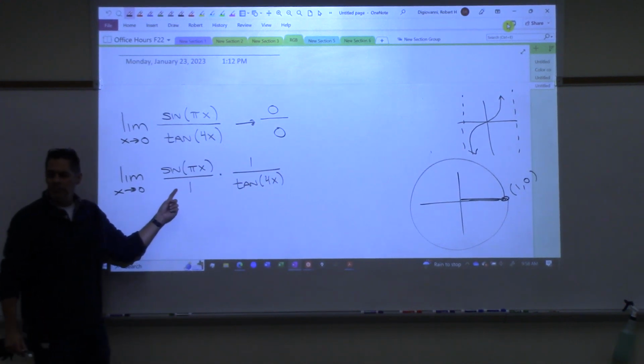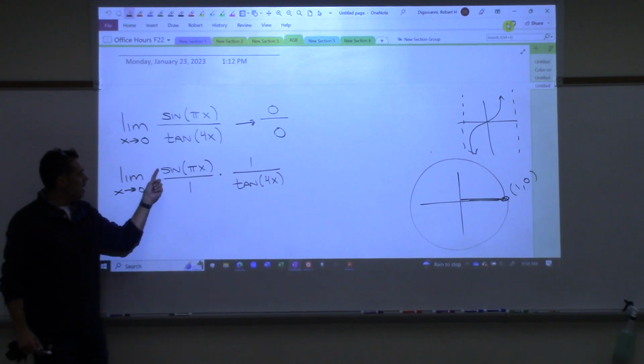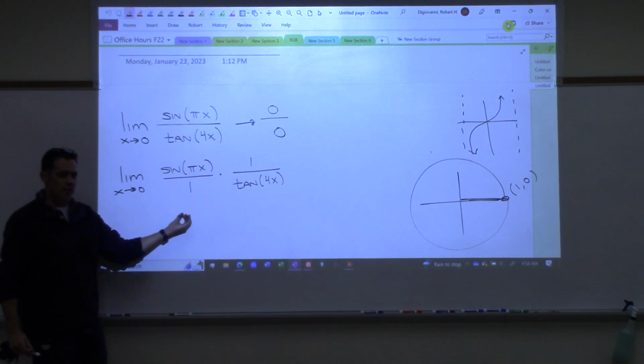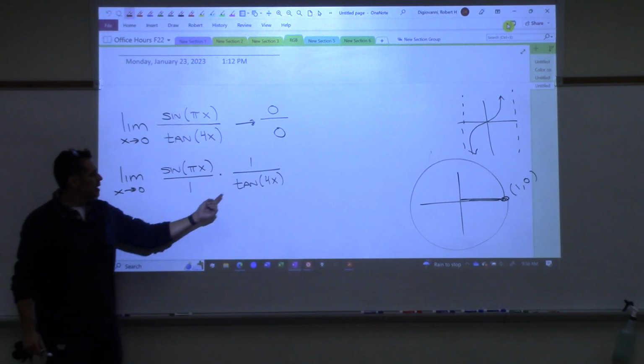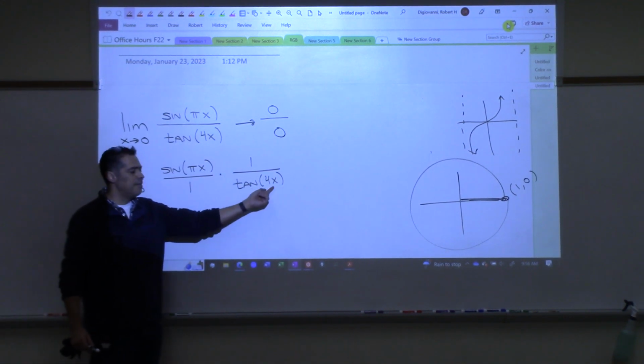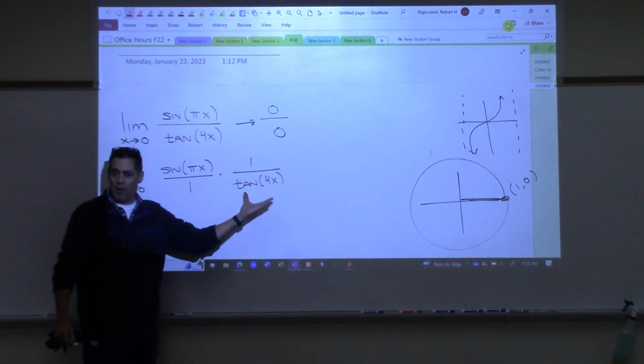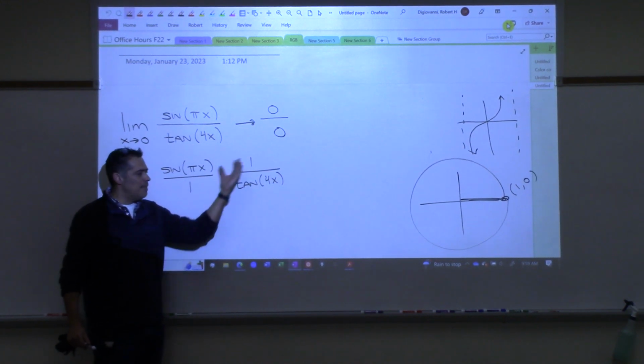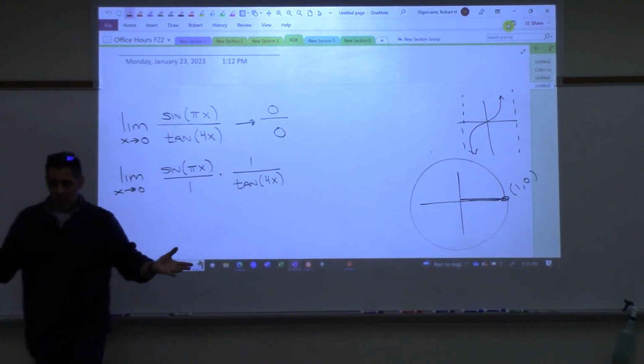Now let's just check to see where the problem is. Is this a problem? That goes to 0. 0 divided by 1 is 0. That's not a problem. Here's the problem. 1 over tangent of 0 is 1 over 0. That's the problem right there. We need to somehow make this no longer be something we don't know.